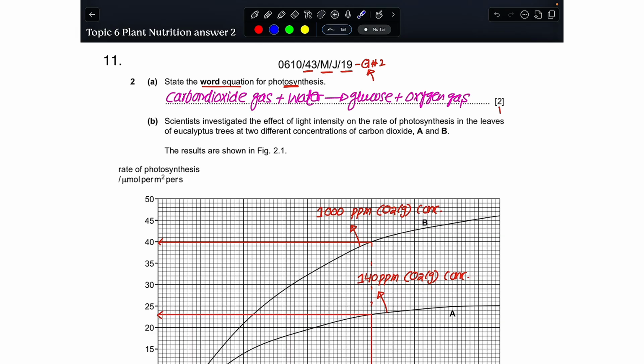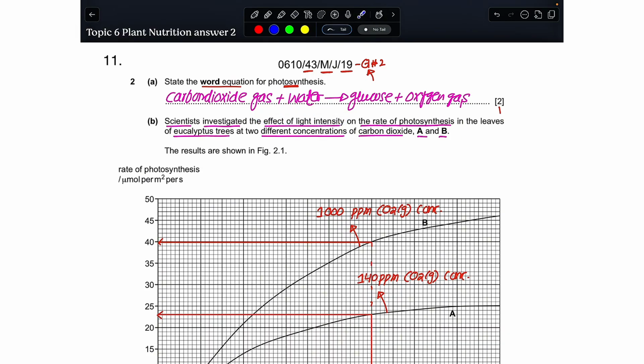For the B part, again, there would be a kind of situation where you would be evaluated on whether you are clear about your concept of external factors of photosynthesis or not. Now, this says that the scientists investigated the effect of the light intensity on the rate of photosynthesis in the leaves of eucalyptus trees, and that too at two different concentrations of the carbon dioxide, A and B. Now, the idea here is that we would be changing the light intensity, and that is our original independent variable.